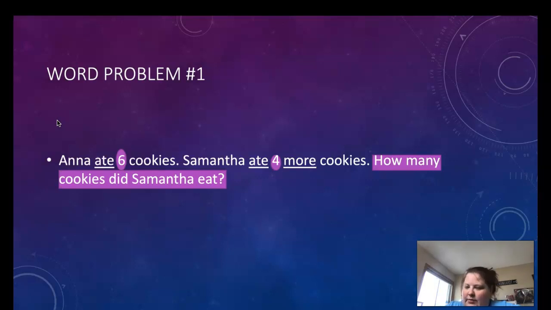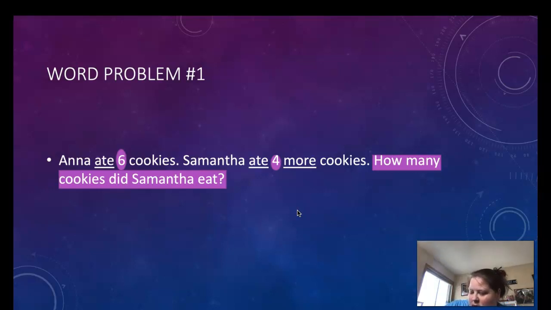So, going off of our CUBE strategy, you're going to circle the important numbers. So we got 6 and 4 are important numbers. Then we're going to underline the important words or the action words. So "ate" and "more." So how many more? It's an important word. And then we're going to box the question. So how many cookies did Samantha eat?